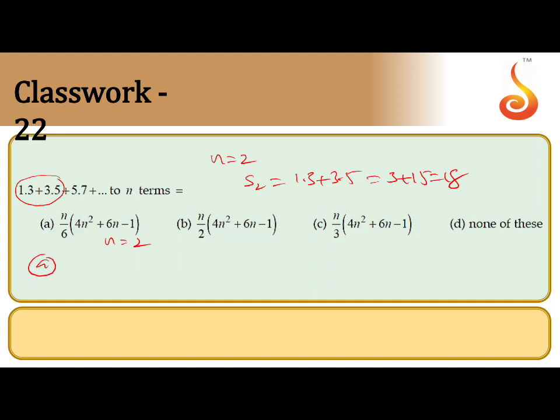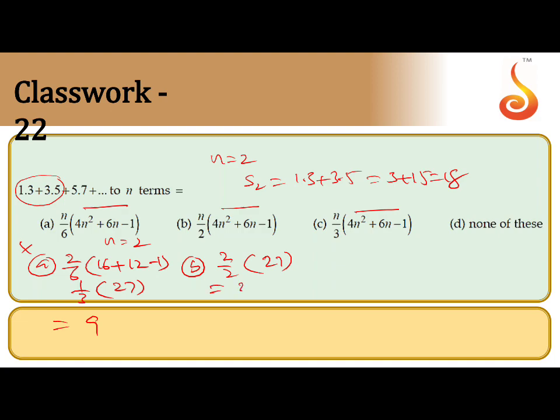First option: 2 by 6 into 4 into 4, 16 plus 12 minus 1. So 1 by 3 into 27. This gives 9, so it is not matching, but we require 18. Option A is ruled out. Option B: n is 2 already, so the bracket is common, 4n square plus 6n minus 1, the same value, 27. You need some sharpness when solving 27. So B is also wrong. Go for C. So n is 2 by 3 into 27, 3 nines, 2 into 9, which is matching. The answer is C. So understand here, this equals S2, matching with S2.